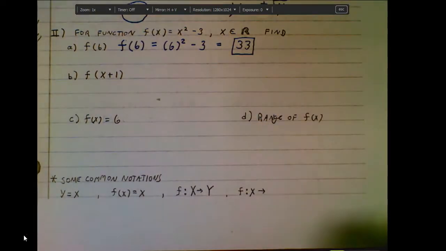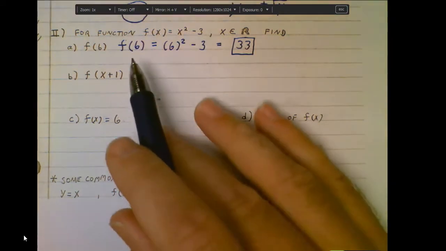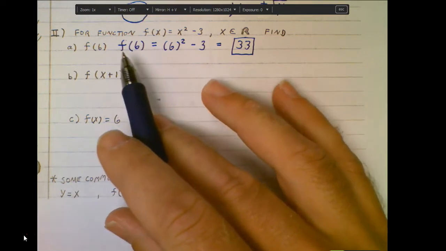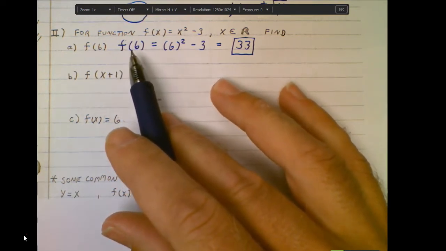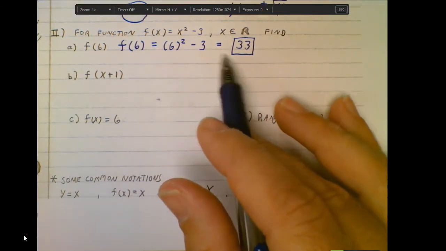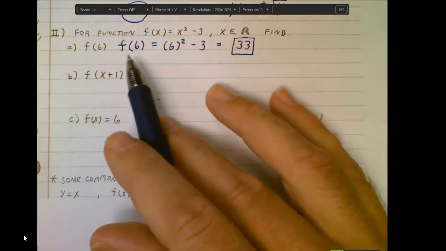So that's the result that we come out with. Notice the left side of this equation, that's just notation. Oftentimes, I still get students who want to solve for f, and they try to divide 6 over to the other side. Right? That doesn't make any sense. This is just pure notation.